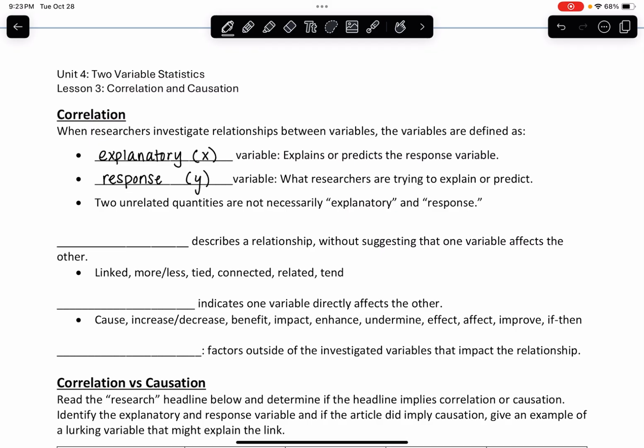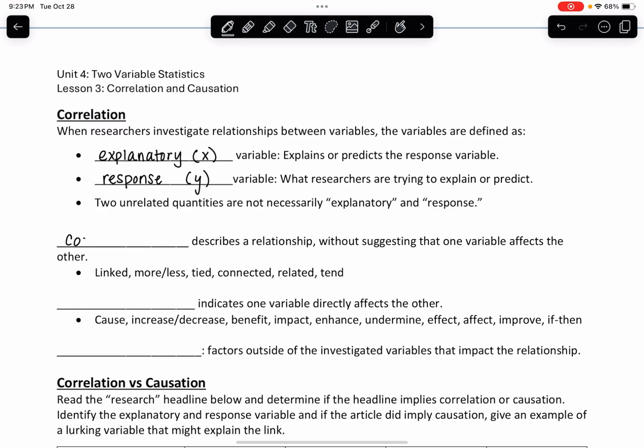And that is what we're trying to explain a relationship about or make a prediction about what that variable is going to be, because when we're doing two variable statistics and we're looking at two quantities, those two quantities are not necessarily related, and they're not necessarily explanatory and response in terms of that relationship. So what we're trying to do when we do this research and then we analyze our data is see whether or not there's a correlation.